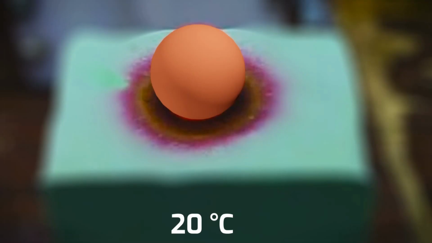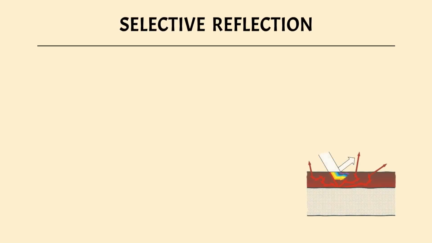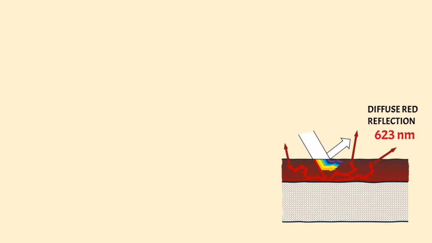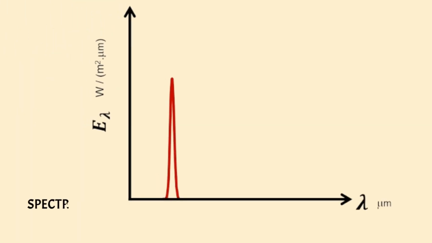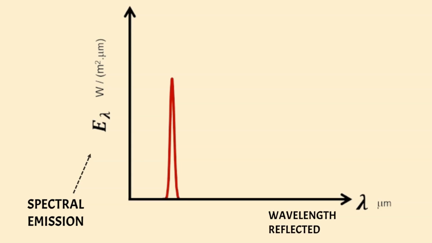Let's now examine a red-painted ball at 20 degrees Celsius, representative of ambient conditions. The red appearance of the ball arises because it selectively reflects light strongly around a wavelength of 623 nanometers. We can represent this using a spectral plot. A spectrum, in general, shows how the energy of radiation is distributed across different wavelengths.